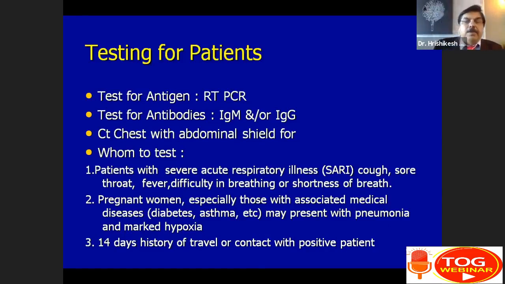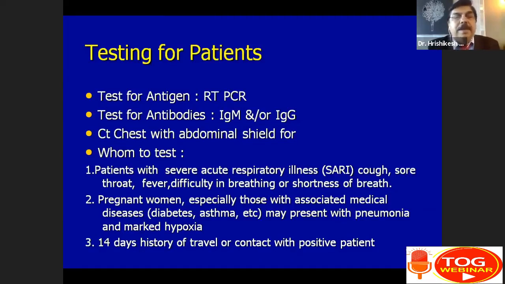And whom do you test? The patient with SARI, severe acute respiratory illness, which is made up of cough, sore throat, fever, difficulty in breathing, and shortness of breath. So if these symptoms are there, they are called SARI symptoms, then you must test these patients. Pregnant women, especially those with associated comorbidities like diabetes and asthma, may present with pneumonia and marked hypoxia also. And if there is any 14-day history of travel or contact with a positive patient, all these patients you test for.